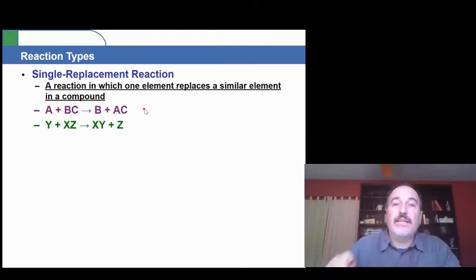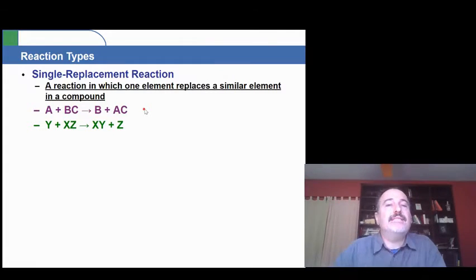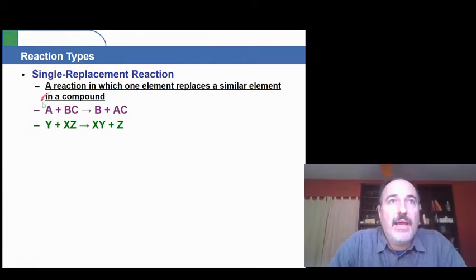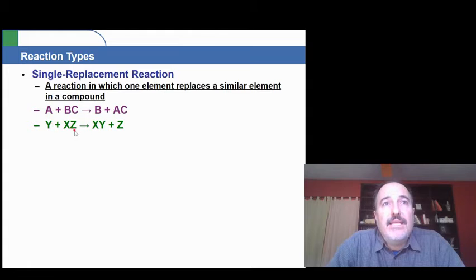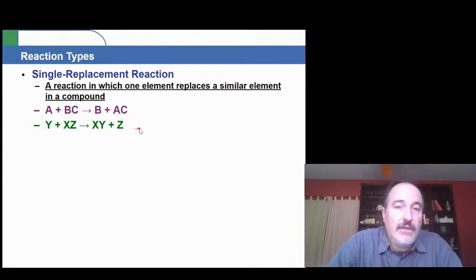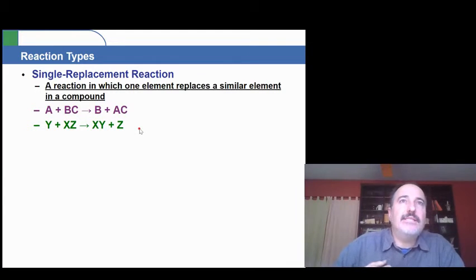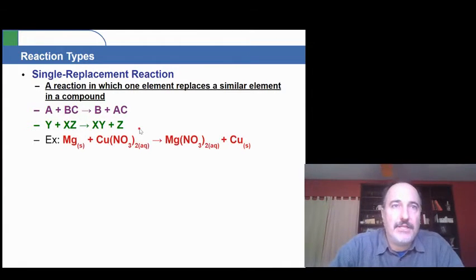Now, you could also, instead of replacing the first element, replace the second one, okay, like the anion in the compound. So here you have element Y is going to replace Z. And at the end, Y is now bound with X, and Z is all by itself. Either way, it's still a single replacement reaction.